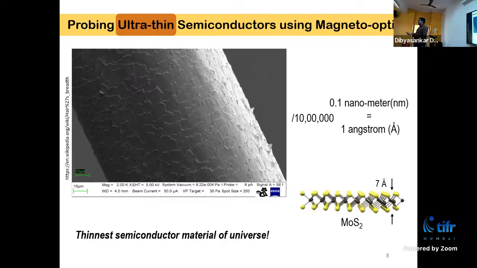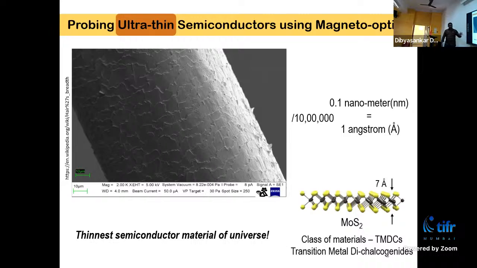But then S, what is S? Periodic table, what is S? Anyone? Sulfur. So this is molybdenum, sulfur, 2 sulfurs. It's called MoS2, molybdenum disulfide. It is a member of a class of materials called transition metal dichalcogenides, where basically Mo is a transition metal, and there are 2 chalcogenides. So that's why it is dichalcogenide. It's just a fancy name.